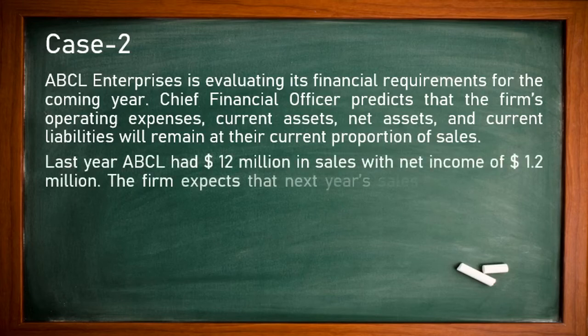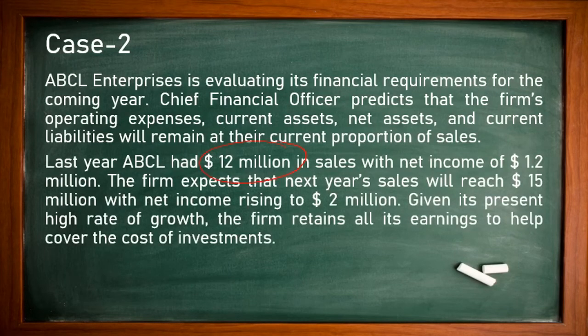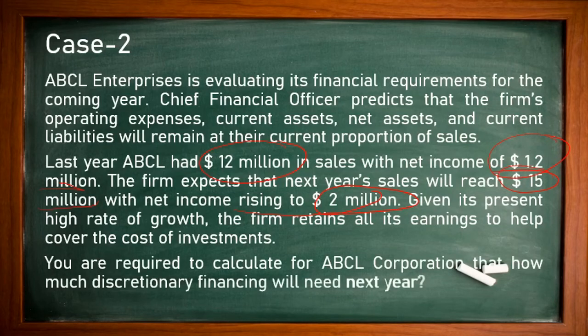Last year, ABCL had 12 million in sale and net income of $1.2 million. The firm expects next year's sale will reach 15 million, and net income will rise by 2 million. Given the high rate of growth, the firm retains all its earnings to help cover the cost of investment. You are required to calculate how much discretionary financing ABCL Corporation will need next year.